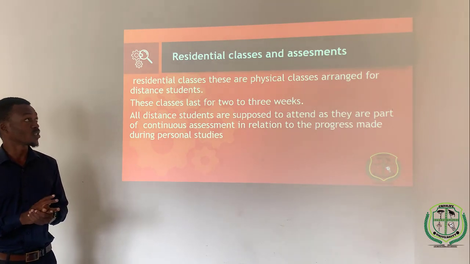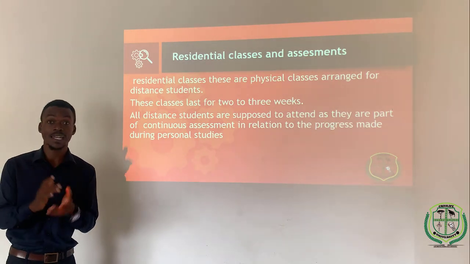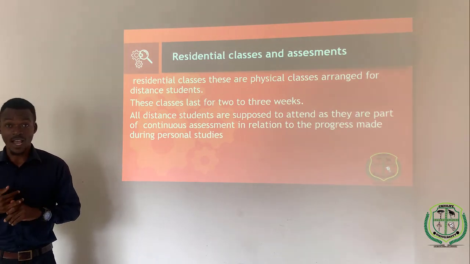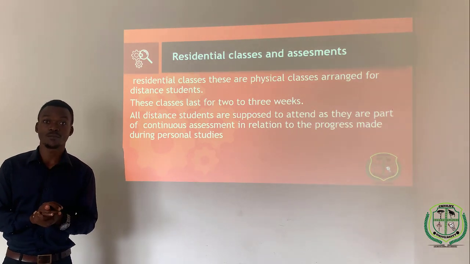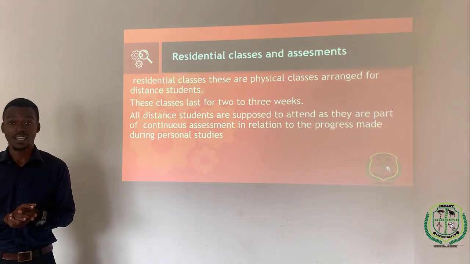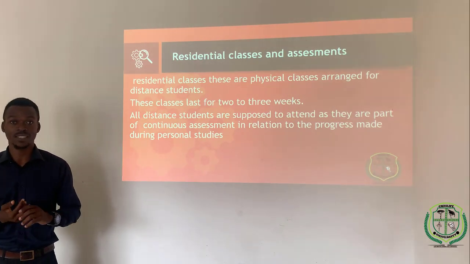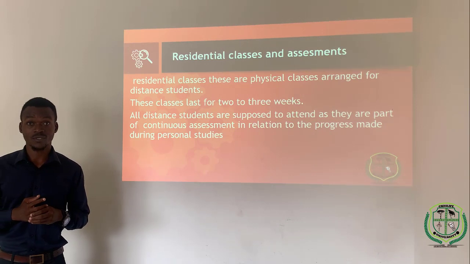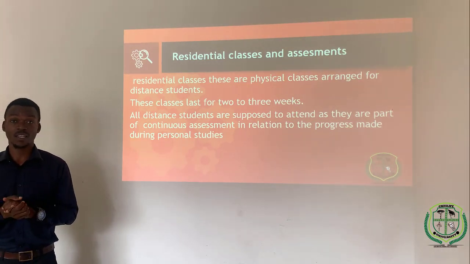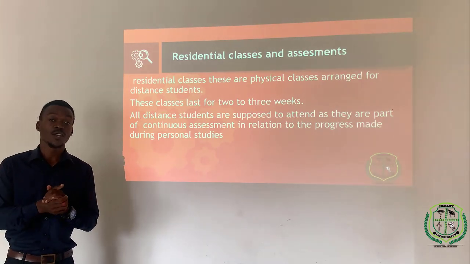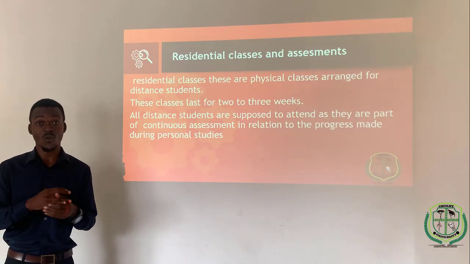Proceeding further, we'll look at residential classes. Like I mentioned earlier, these are classes that you will need to attend. I believe by now, if you're a registered student, you have what we call the academic calendar. And if you have the academic calendar, you should mark the part where it says residential classes. This will happen in April. If you've got the academic calendar that belongs to Chancellor University, you and I will agree that in April there are what we call residential classes.